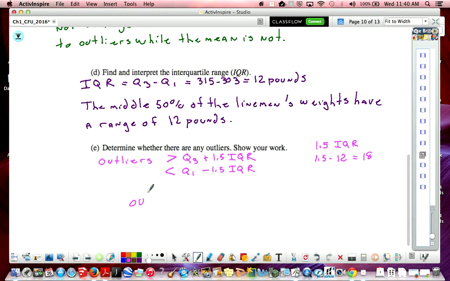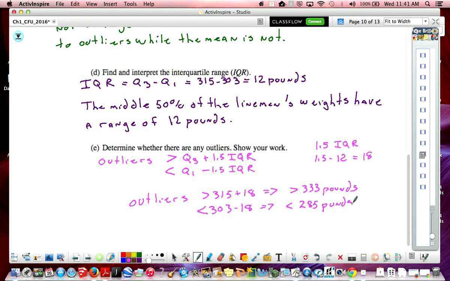So in our case, outliers: our Q3 value was 315, plus 18, so values that are greater than 333 pounds, or values that are less than 303 minus 18, which is less than 285 pounds. Now, it has to be less than or greater than those numbers.